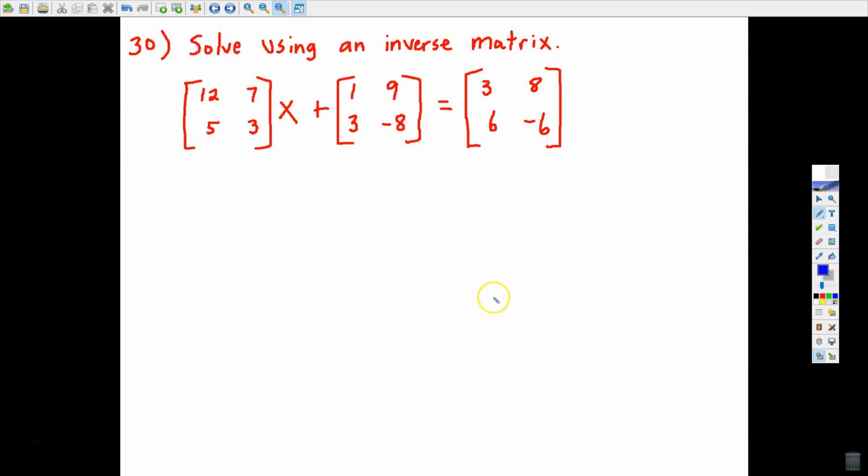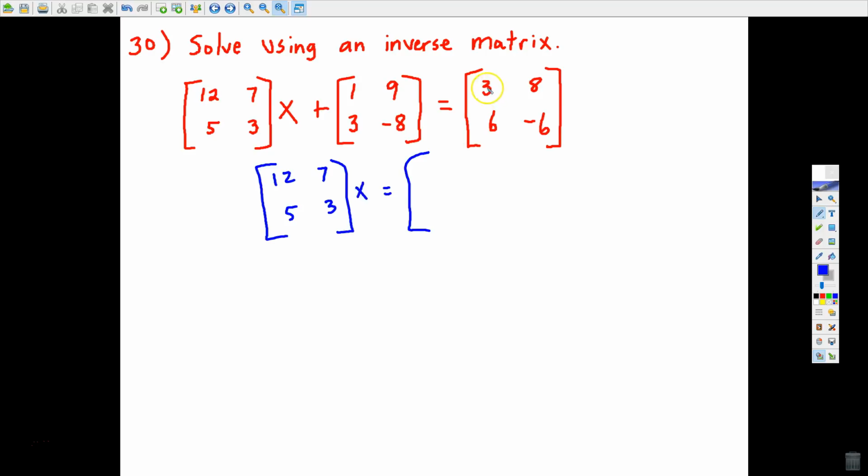Let's move on to number 30, finding the solution to a matrix equation using an inverse matrix. So first I'm going to subtract this matrix on the left from the matrix on the right. I'm essentially subtracting it from both sides. Alright, so let's see what that makes our equation look like.